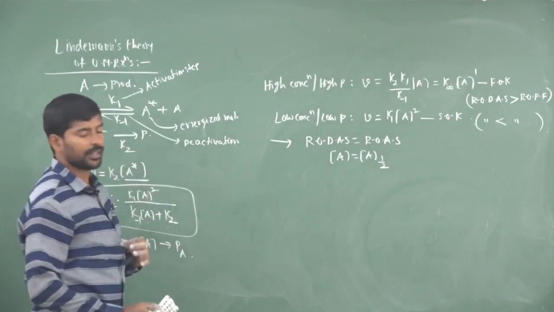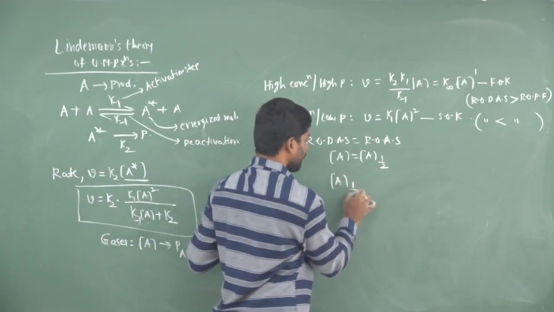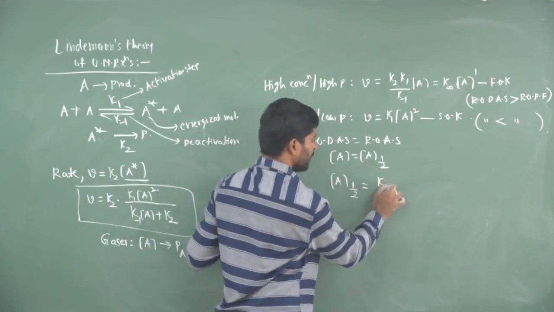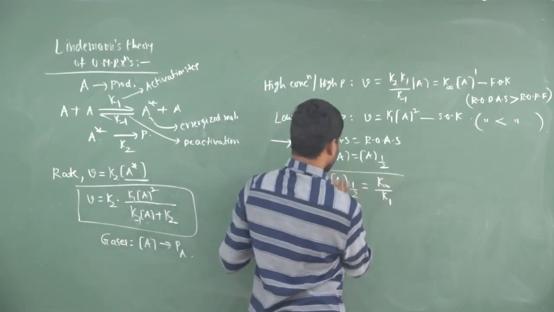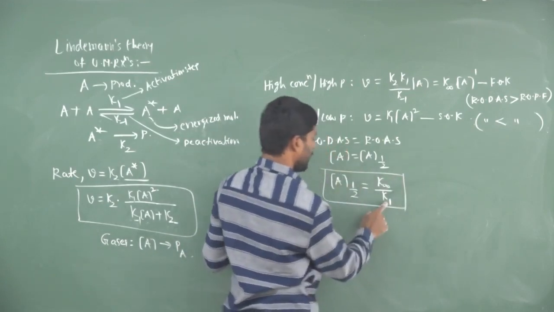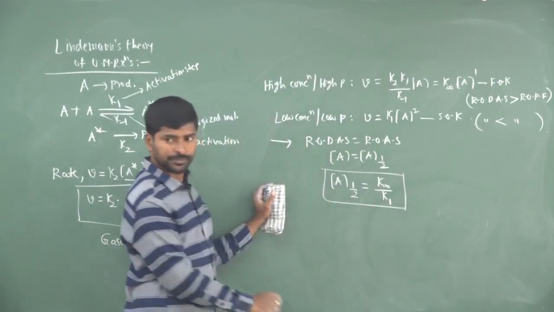If you consider this, what do we get? What is the expression for A of we got? Once you check, I think it is K infinity by K1. The expression for A of is equal to K infinity by K1, or the expression for K1 is equal to K infinity by A of.